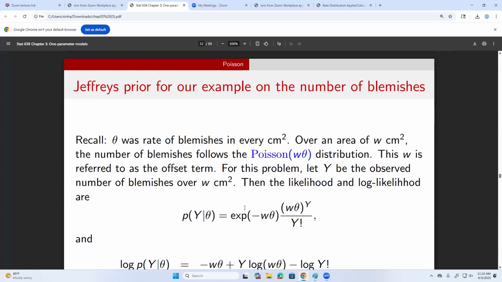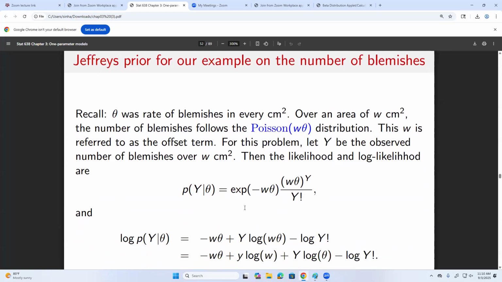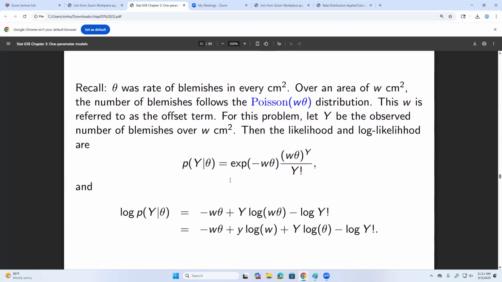In our next lecture, we'll talk about use of Jeffreys prior for the number of blemishes. Questions?